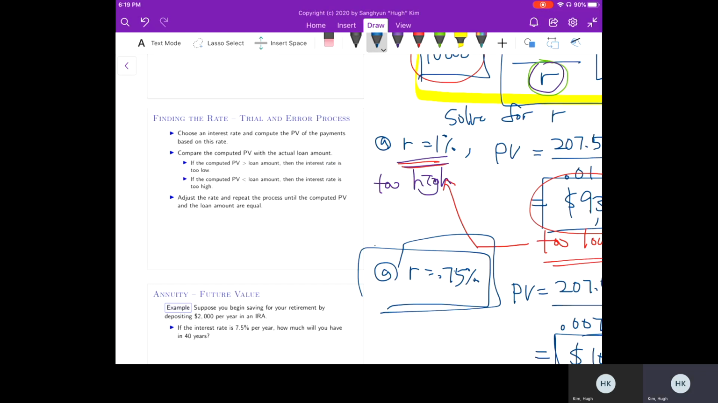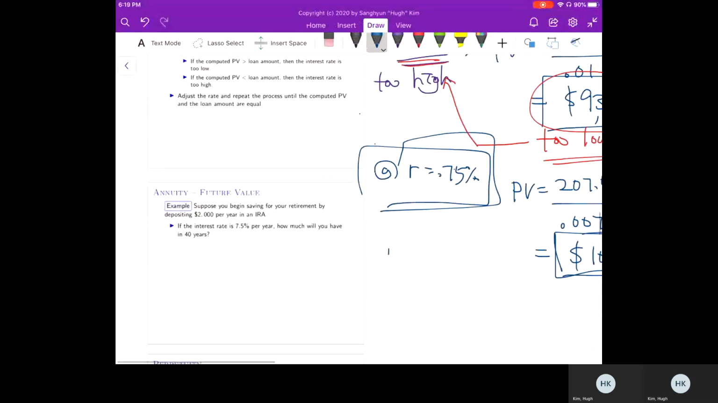So far in this lecture, we've seen how to use the present value of an annuity formula. What about the future value? Let's look at this example. Suppose you begin saving for your retirement by depositing $2,000 per year in an IRA. If the interest rate is 7.5% per year, how much will you have in 40 years?